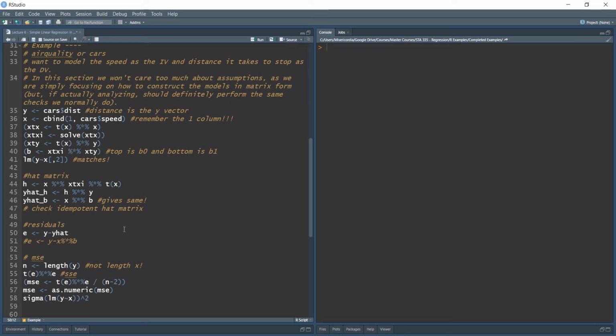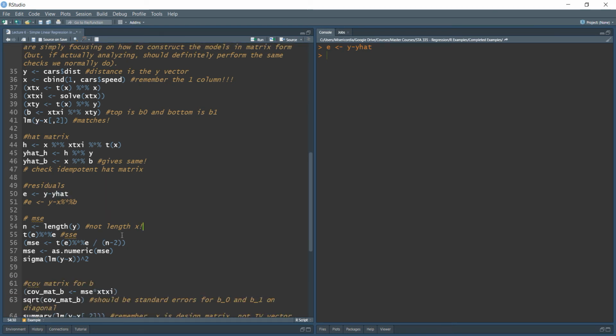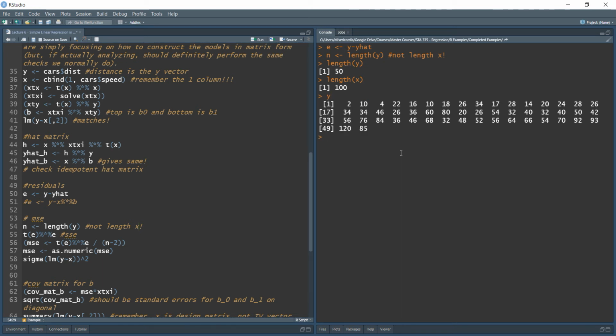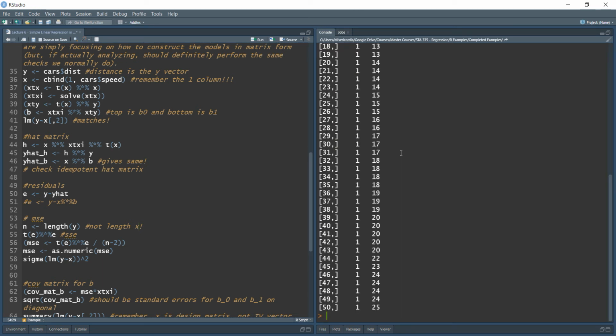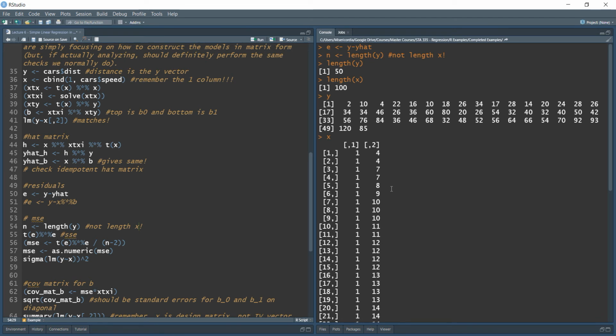Now residuals are just y minus y hat, and again there were several different ways in which we could calculate these, but we'll just keep it simple. The y vector minus the y hat vector. For the mean squared error, I'm going to start by calculating the length of y. Now note that I can't just use the length of x. If I look at the length of y and then the length of x, I'm going to get two different results. The reason is, recall what y looks like. Y is a vector, but x is now a matrix. X isn't a vector anymore.